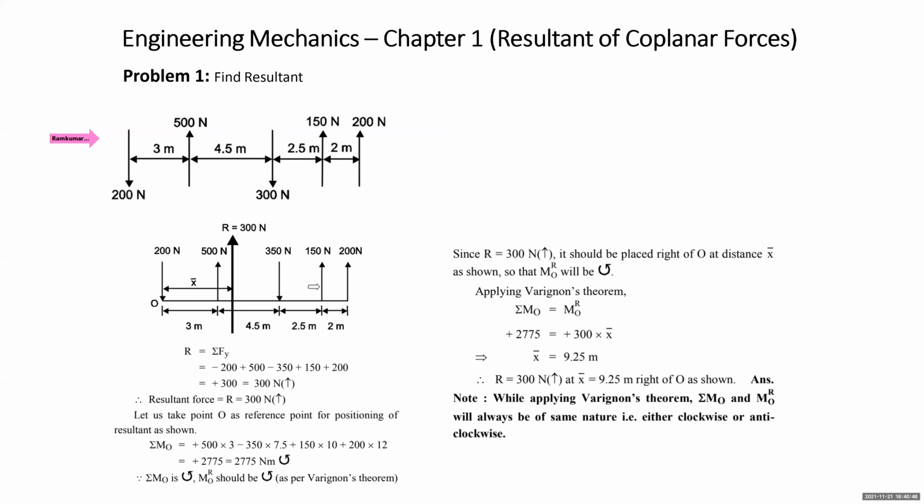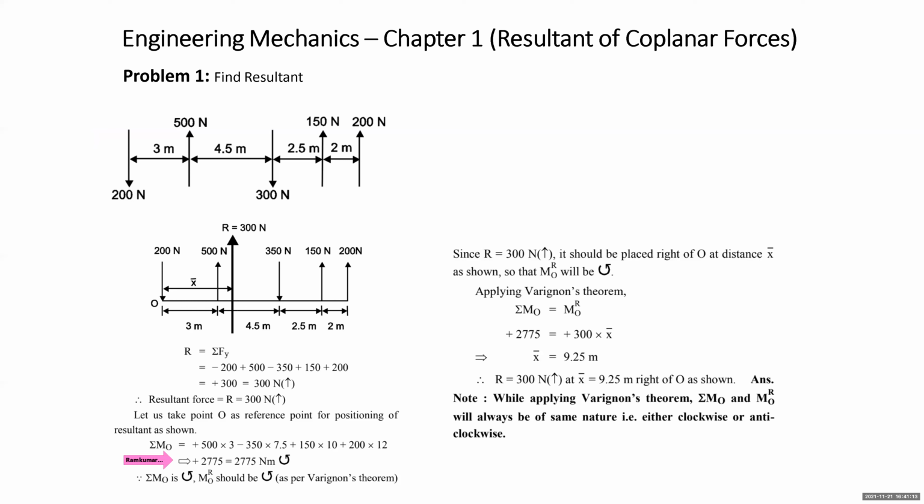Then 150 will try to rotate the bar about an axis through O in anti-clockwise direction. So 150 into 10. How did you get 10? 3 plus 4.5 plus 2.5, that is 10. Anti-clockwise, plus 200 into 12. 200 will also try to rotate the bar in anti-clockwise direction. 200 into 12. We sum it up. What does it come to? Plus 2775. Sigma MO is positive.